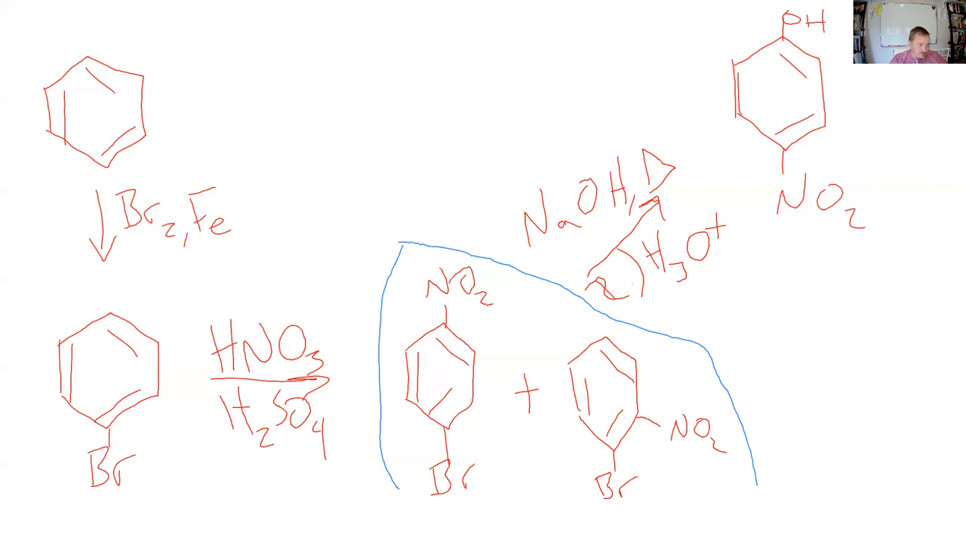So this is not a perfect synthesis just because we're going to be limited to only about a third, 33% yield, just by virtue of that second step there. Even if we got 100% yield everywhere else, we're still only going to get, maybe based on sterics because bromine is so big, maybe 40% para, which is still less than ideal, right? That's still a pretty wasteful process.